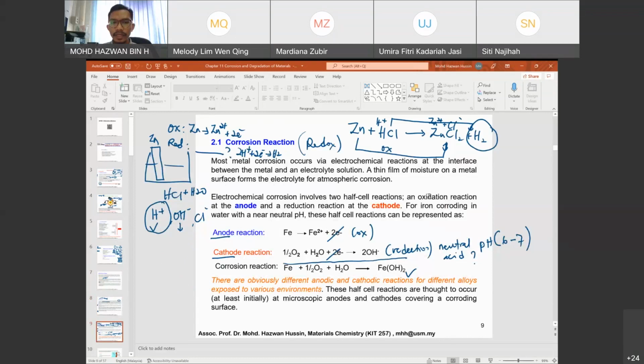The corrosion reaction itself is a redox process, as I told you, where the oxidation process occurs at the anode terminal and the reduction process occurs at the cathode terminal. Part of it depends on the environment we are talking about. For example, in an acidic solution, you know that the reduction process will be different.